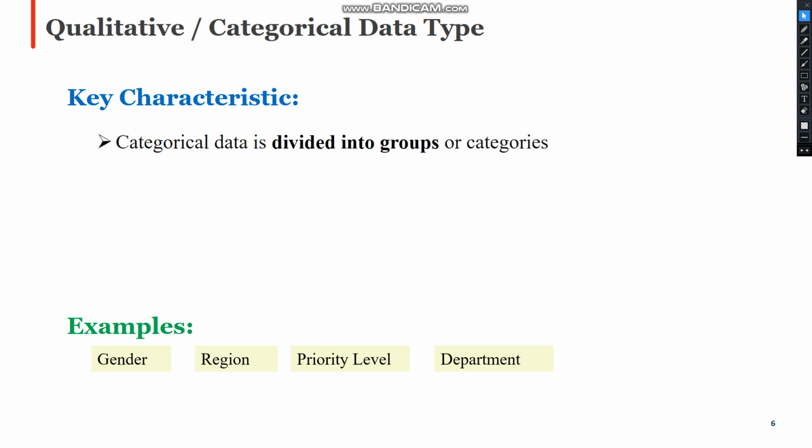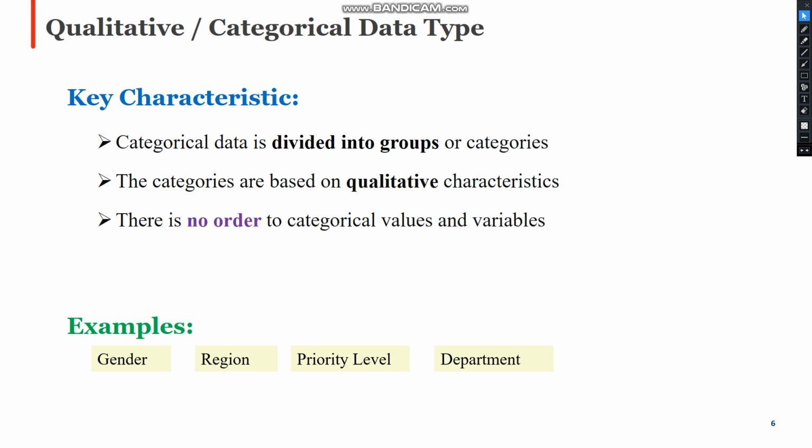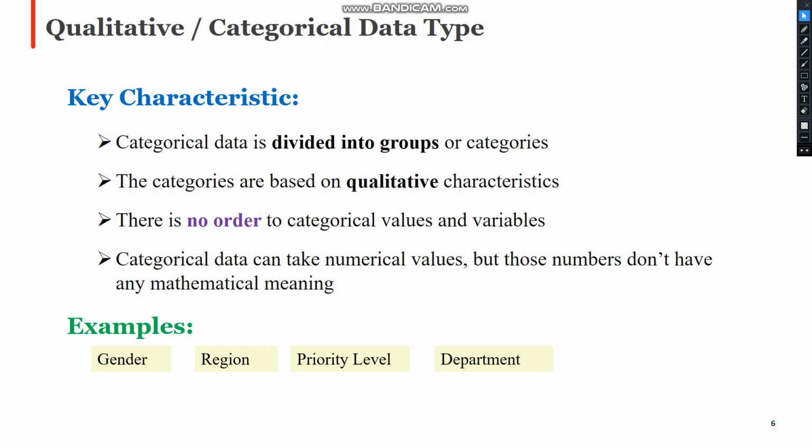Categorical data is often divided into groups or categories. The categories are based on qualitative characteristics. There's no order to categorical values or variables. Categorical data can take numerical values, but those numbers don't have any mathematical meaning, right? For example, we may use 0 for female or 1 for male.